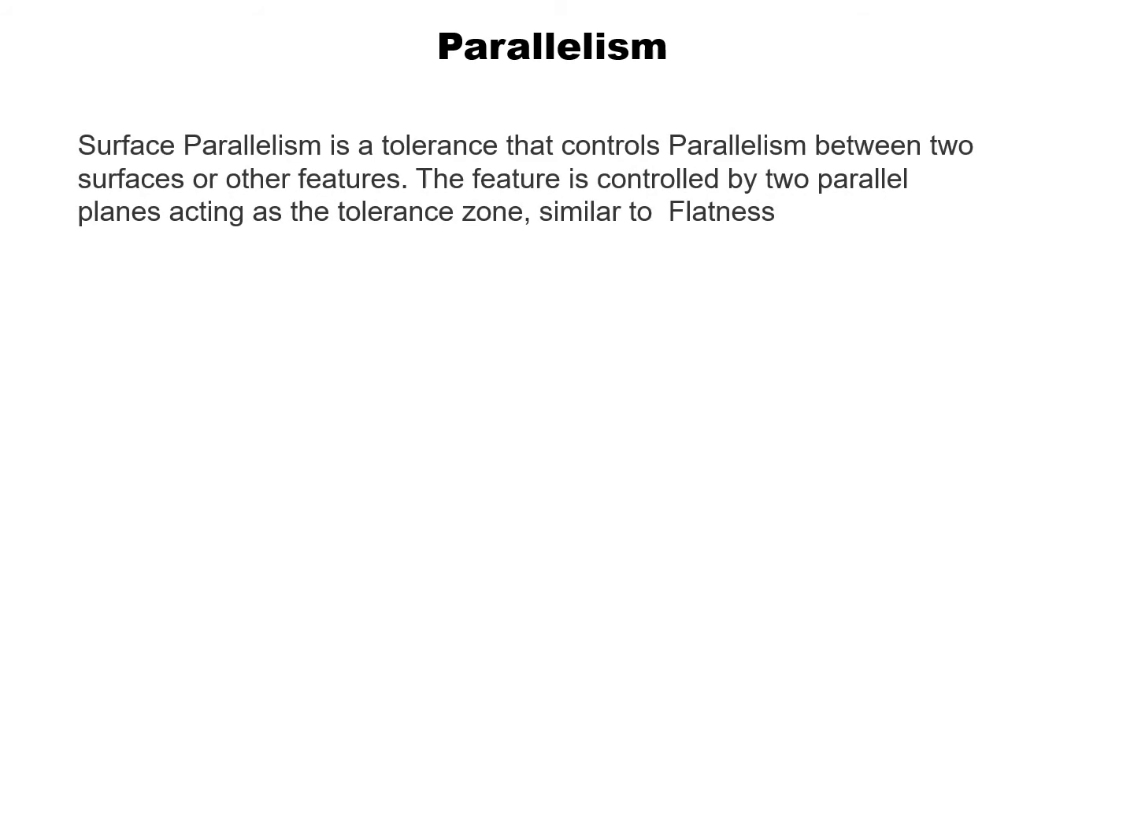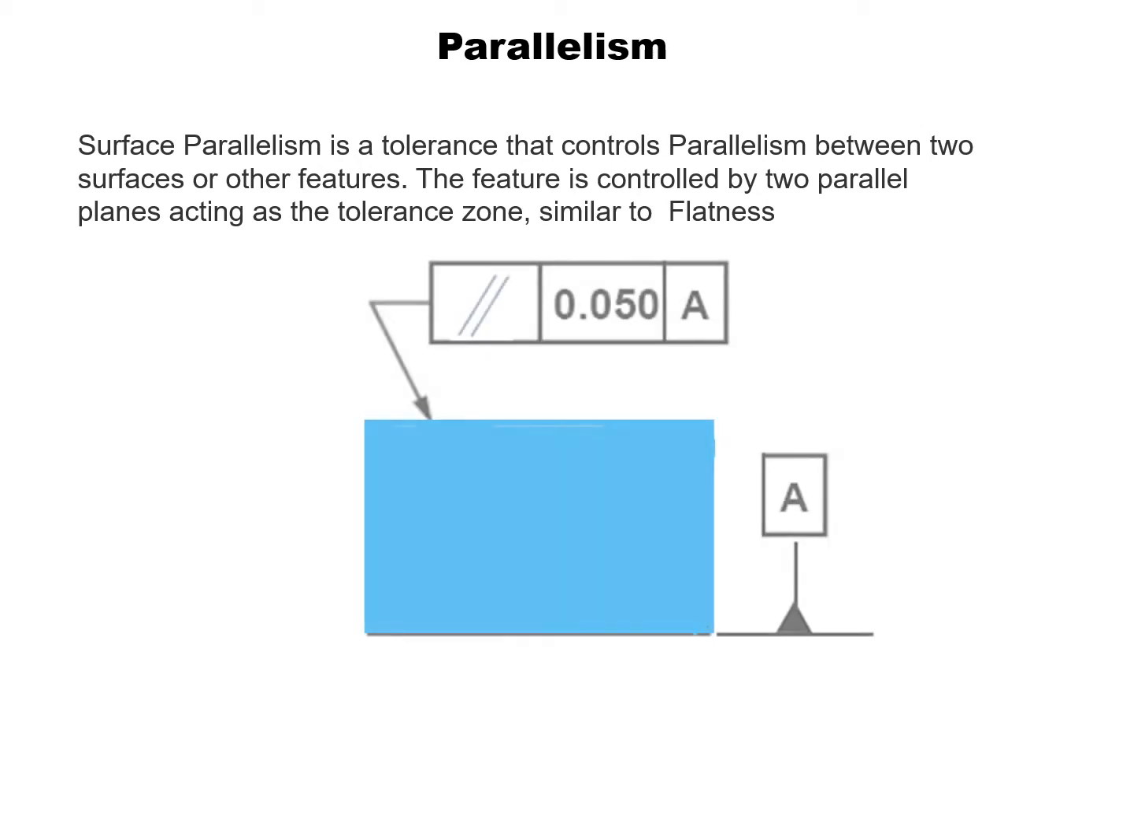Next is parallelism. Surface parallelism is a tolerance that controls the parallelism between two surfaces or other features. The surface is controlled by two parallel planes acting as a tolerance zone, similar to flatness. Here we can consider an example. In this example, parallelism is mentioned as O5 with respect to datum A.